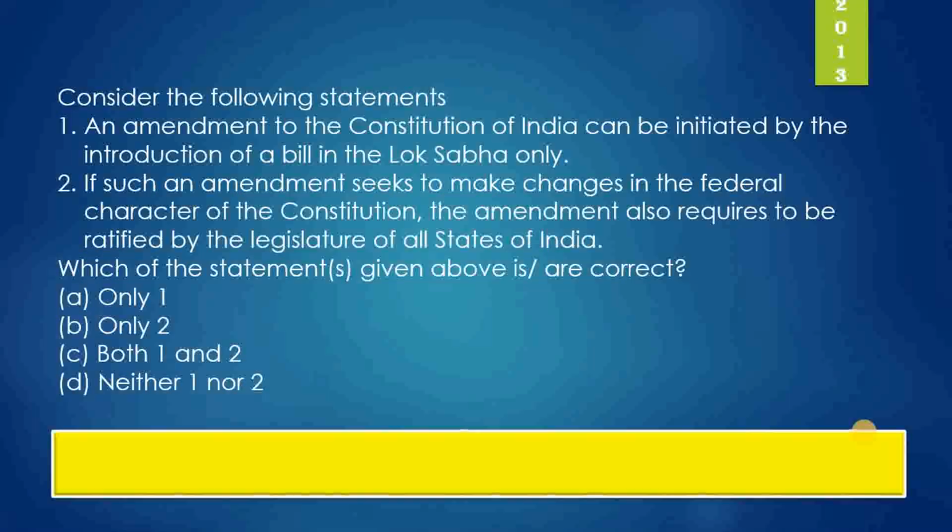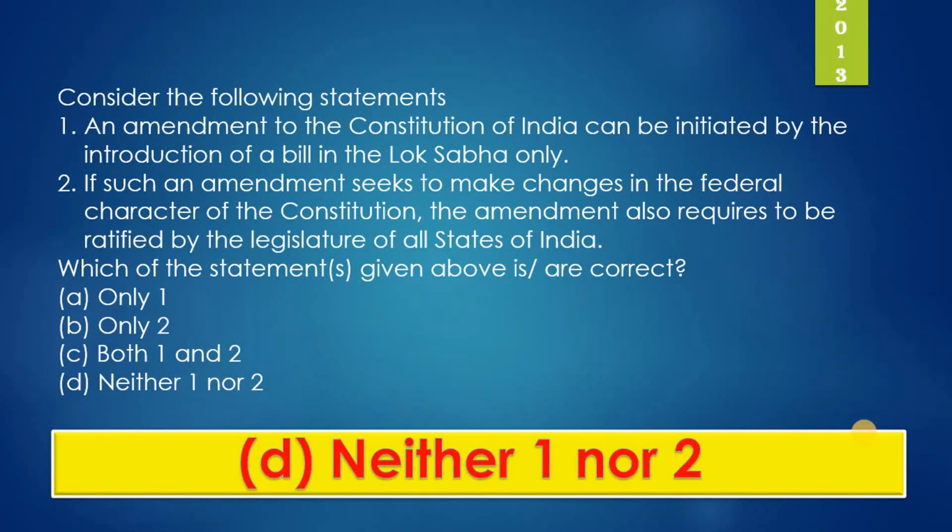Next question. Consider the following statements. An amendment to the Constitution of India can be initiated by the introduction of a bill in the Lok Sabha only. If such an amendment seeks to make changes in the federal character of the Constitution, the amendment also requires to be ratified by the legislatures of all states of India. So which of the following statements given above are correct? Okay, so the options are only one, only two, both one and two, or neither one nor two. So the answer is option number D, that is, neither one nor two.